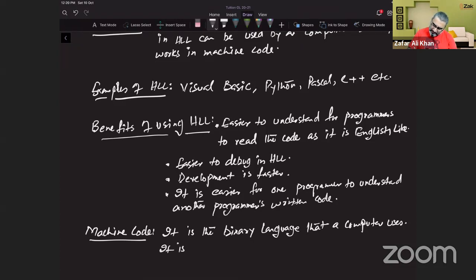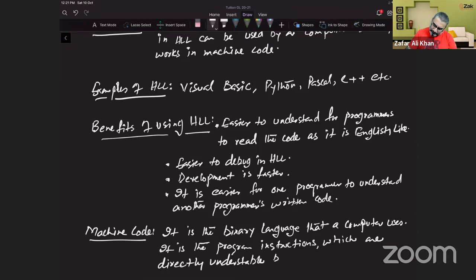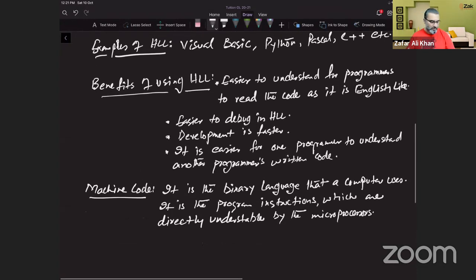It is program instructions which are directly understandable by the microprocessors. Get the idea? So this is machine code.